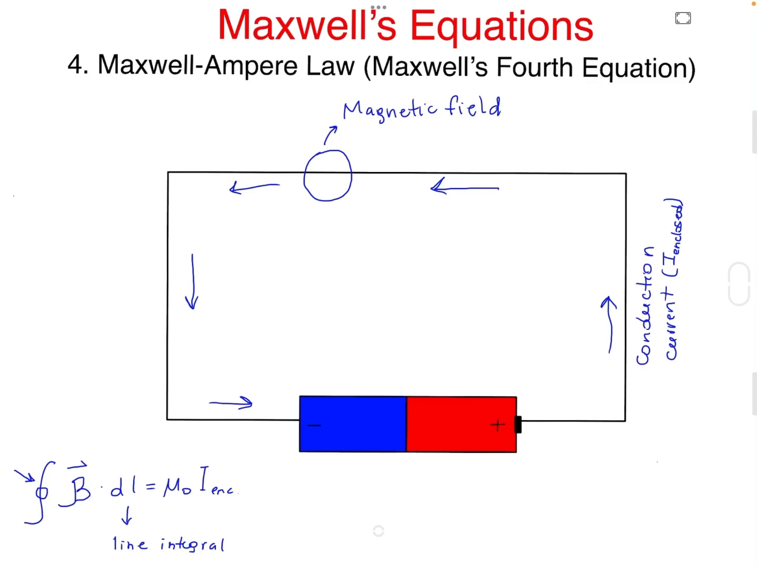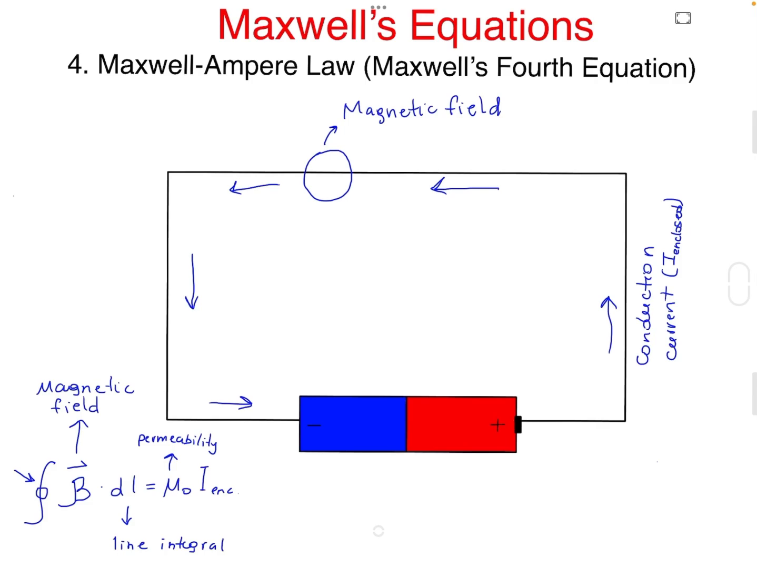In its integral form, it states that the line integral of the magnetic field B around any closed loop is equal to the permeability of free space times the conduction current. You already know that this last term, I enclosed, is a conduction current.